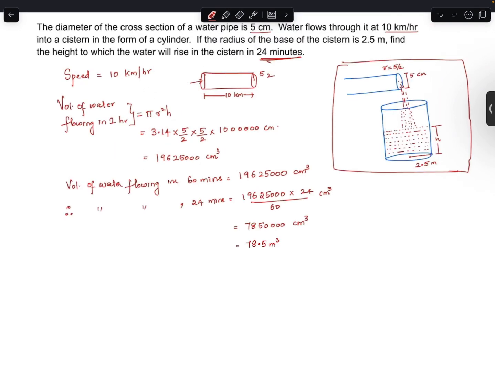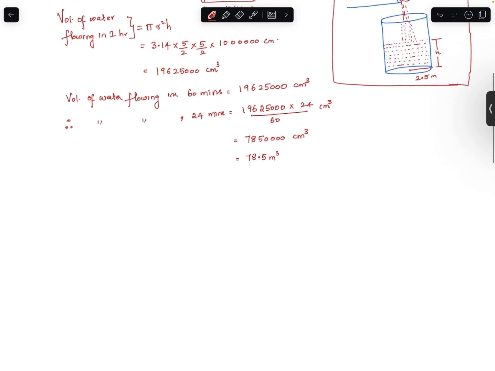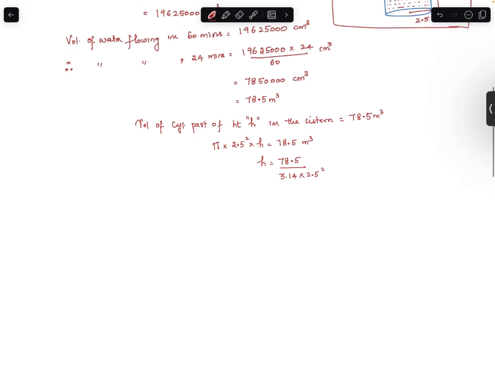Find the height to which the water will rise in the cistern in 24 minutes. So this is the volume of water flowing in 24 minutes. This will be the volume of water in the cistern. Pi into r square is 2.5 square and h is what we have to find out, which is equal to 78.5 meter cube. That is, h is equal to 78.5 divided by, let's take pi as 3.14 into 2.5 square, which gives us 4 meter.